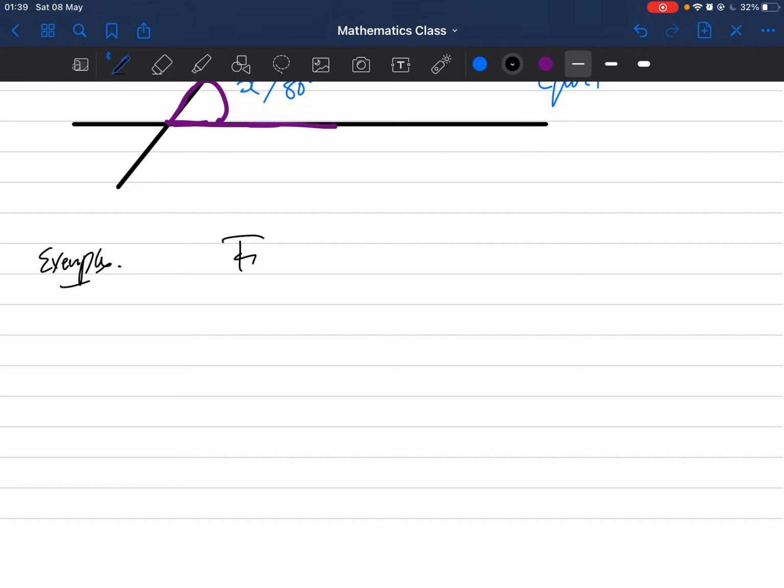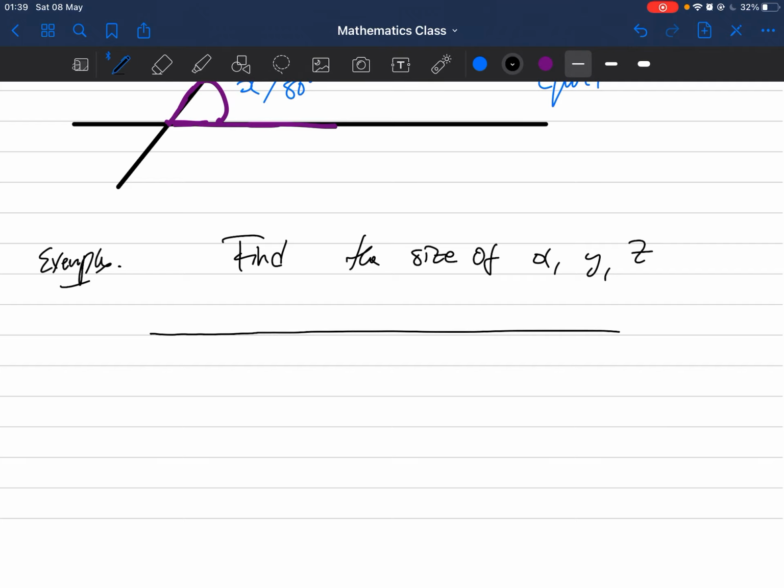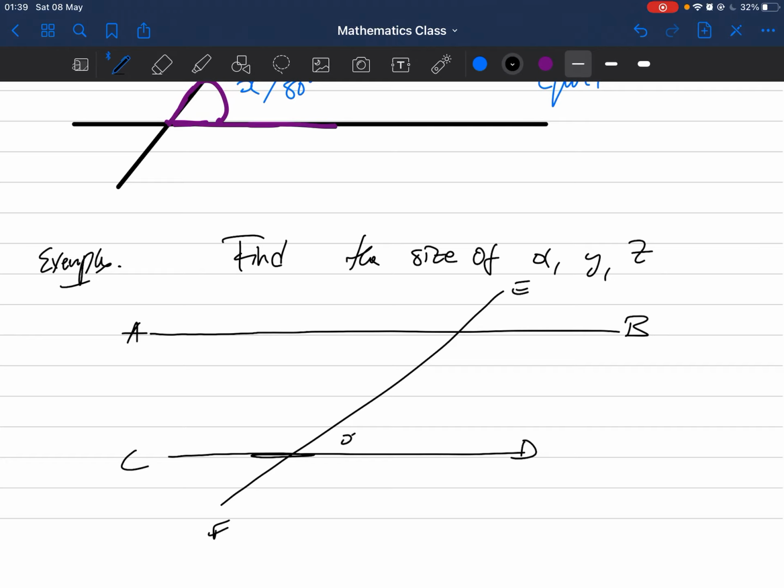Let's say you have a problem that says find the size of x, y, z. So we have two parallel lines, and this is A, this is B, this is E, this is F, C, D, this is X, this is Z, this is Y, and this is 74. That's the only thing I'm given.